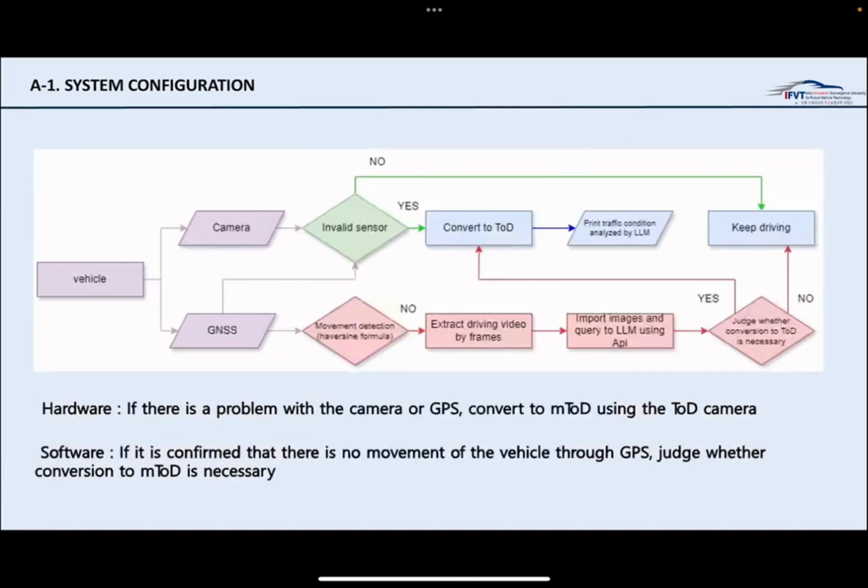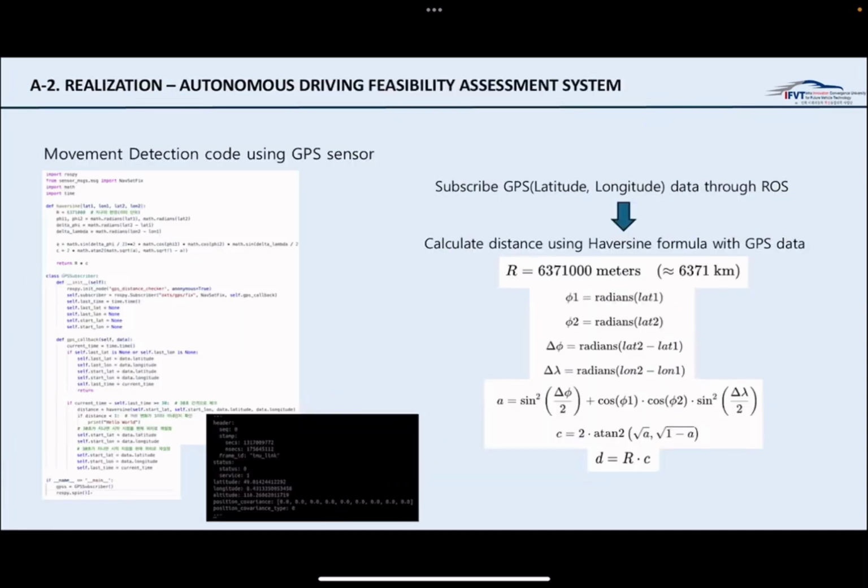Our system flow involves detecting sensor or camera problems to immediately switch to TOD. If no hardware issues are detected, it captures driving video and analyzes it via LLM and assesses whether TOD conversion is necessary. Real-time speed and GNSS data are processed through ROS, and if the car is calculated to have no movement for 10 seconds or maintains a speed of 0, it is considered to be in a stationary state.